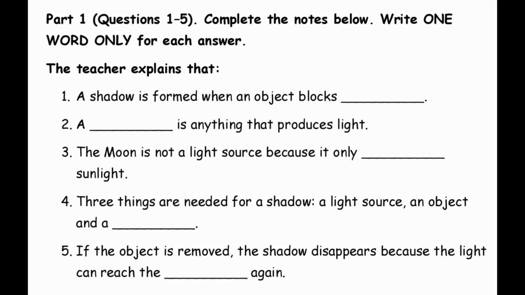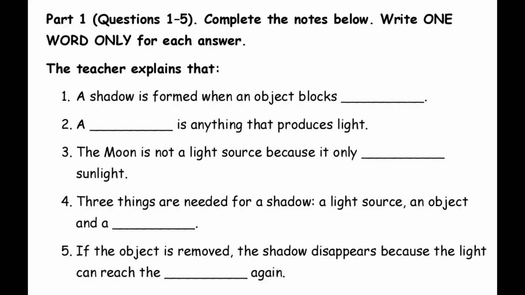Now, let's do a simple experiment. Here is a flashlight, a toy block, and a white screen. First, I'll switch on the flashlight. Can everyone see the light shining on the screen? Yes. Now I'll place the toy block between the flashlight and the screen. What do you notice? A dark shape appears on the screen. That's the shadow. Exactly. The toy block blocks the light, preventing it from reaching the screen.